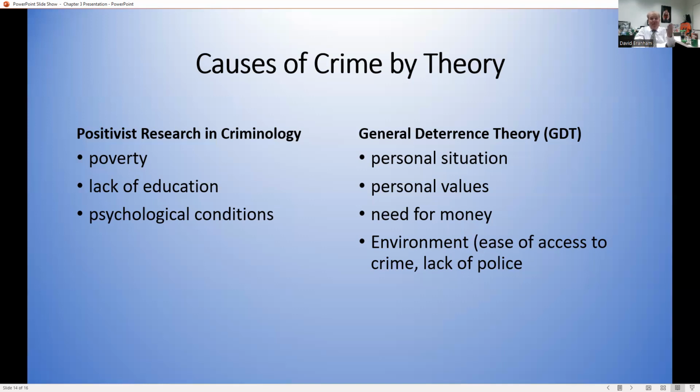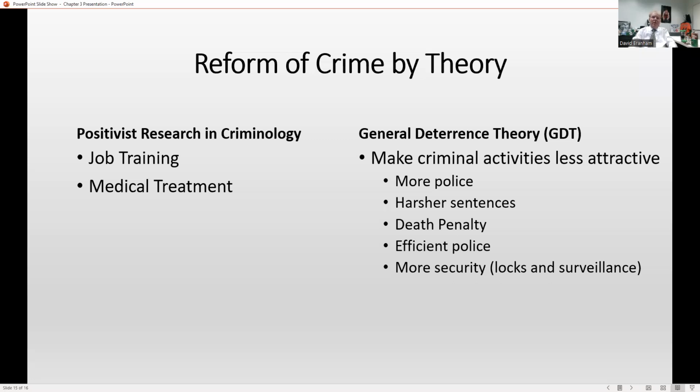Easy access to crime, there's not much police around. The signs are always right in front of you. You see these signs where it's okay, you can get away with anything you want. Deviant behavior happens a lot more often in those situations. So, reform theory. The positive research in criminology would say, let's do job training, let's get medical treatment, let's give people education, let's give people a chance, and they won't commit crime if they have these skills.